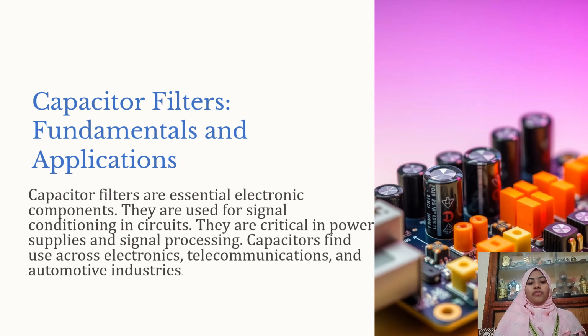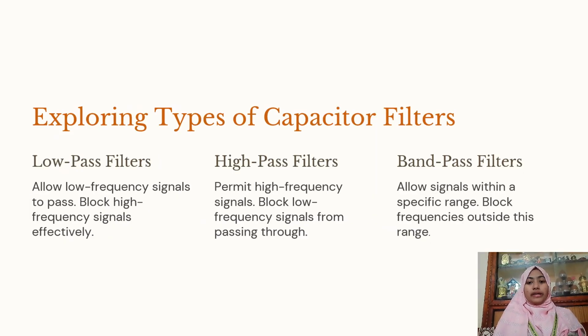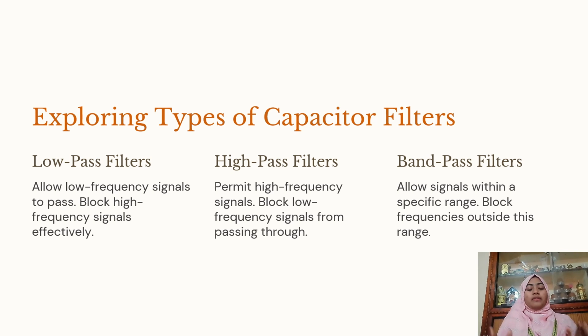Okay. So we will study these essential electronic components called capacitor filters in more detail, exploring the types of capacitor filters: low pass filters, high pass filters, and band pass filters. So these are the types of capacitor filters that we have under these essential electronic components used in circuits.